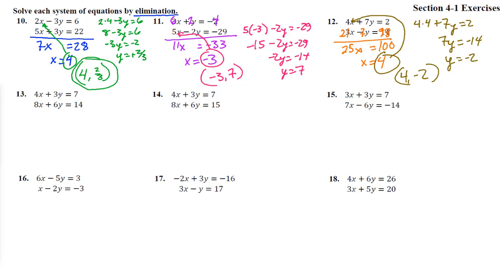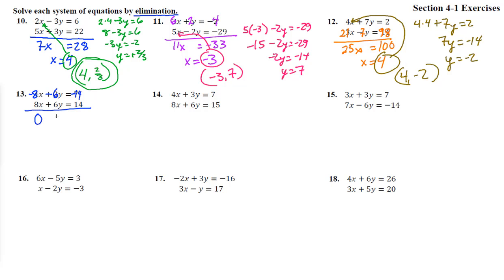4x plus 3y equals 7. 8x plus 6y equals 14. What would be the easiest thing is to multiply this by something that'll cancel either the x's or the y's. Let's focus on the y's. Let's multiply through by negative 2. So we get negative 8x minus 6y equals negative 14. Uh-oh. Look what happens when we now add all those.